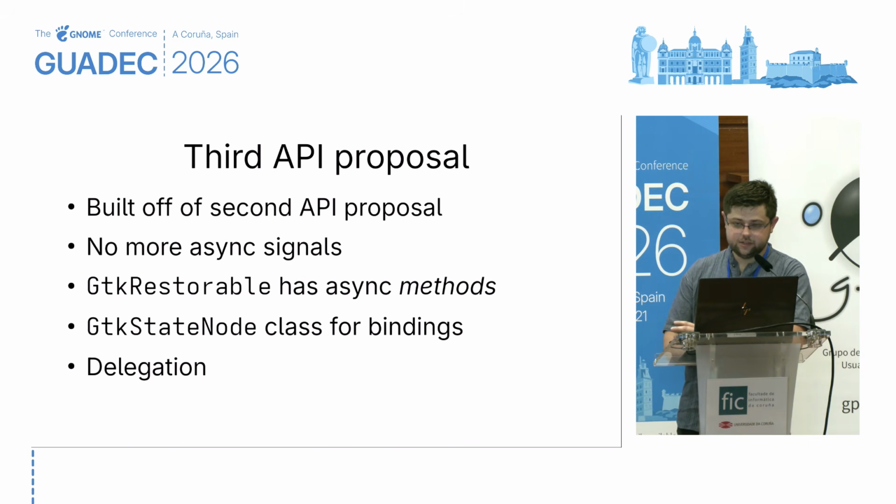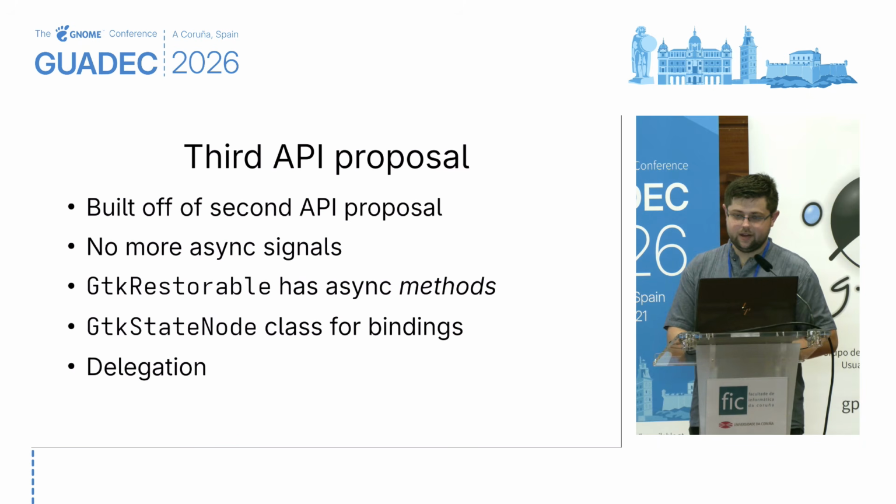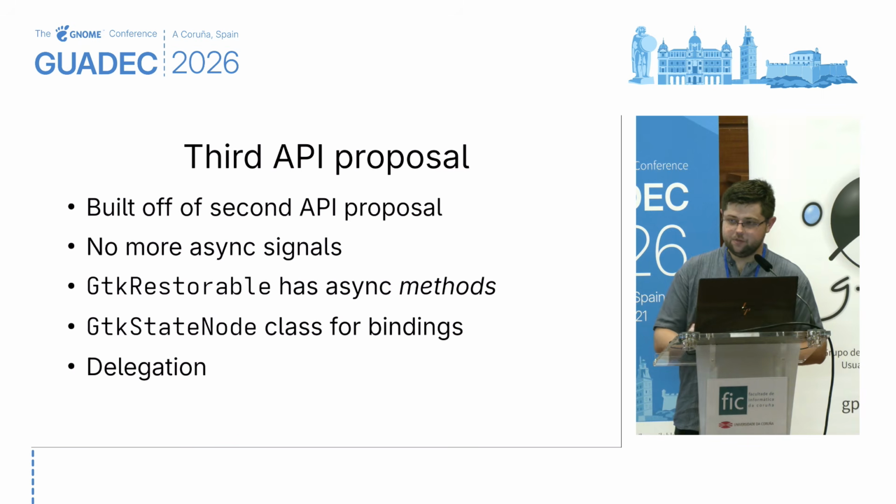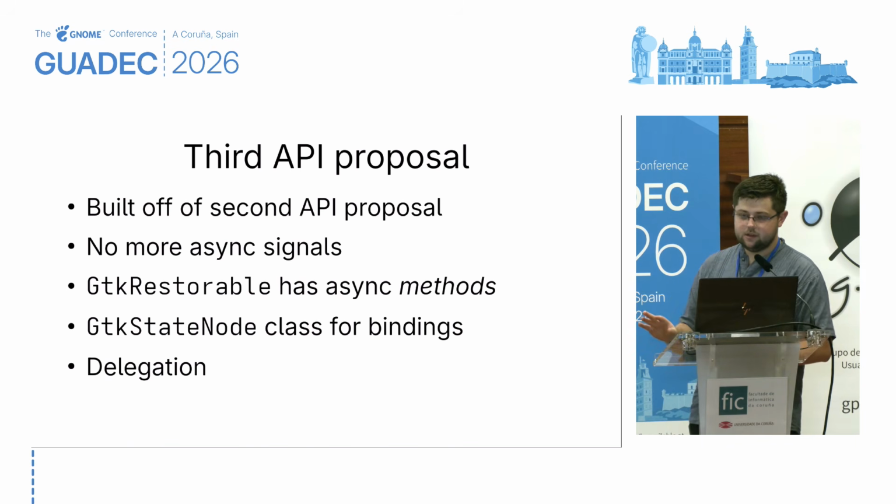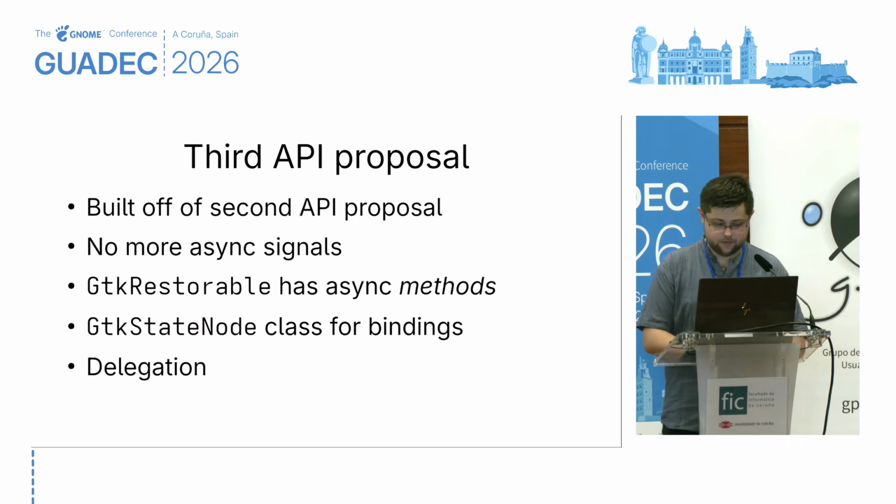And now, since it's just an interface and there's no weird machinery, the bindings in the second API relied on connecting to the signals. Since there's no more signals, we can't do bindings this way anymore. So instead, now we have this GTK state node object. It's a class, which is itself a restorable, but now it has bindings. So the idea is you have a tree of these state nodes or simple restorables, and you can plug it together and assemble your state tree that way instead.